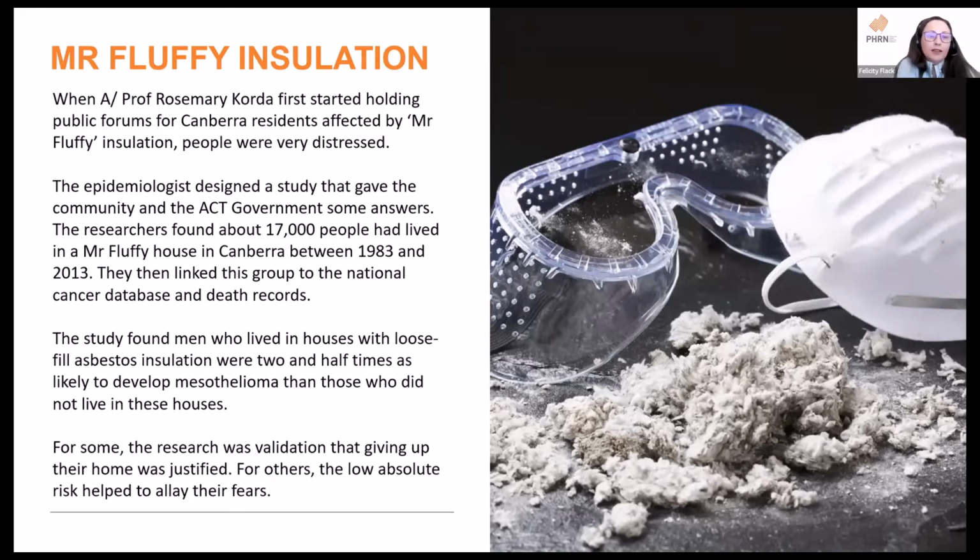This study looked at 17,000 people who had lived in Mr. Fluffy houses in Canberra and were able to link that to the National Cancer Database as well as death records and determine what the risks for these people were of cancer, particularly mesothelioma, when they compared it to people who hadn't lived in Mr. Fluffy houses. So there's all sorts of really important research that can be done when we're able to link data together.